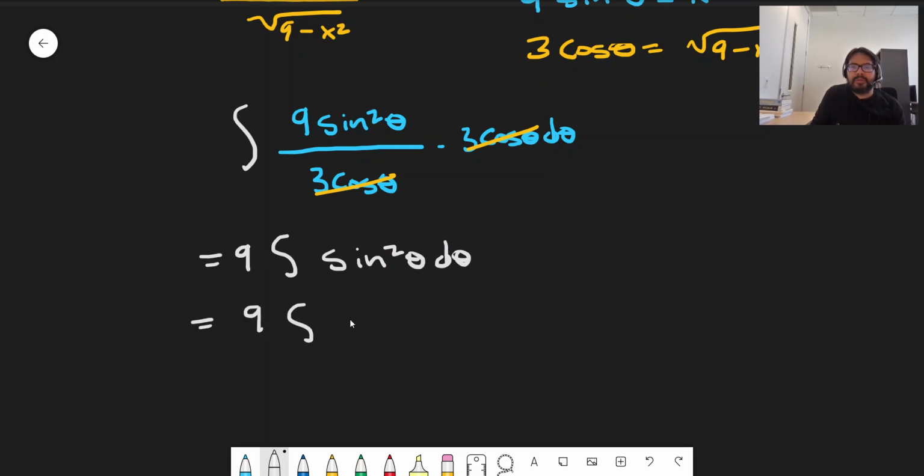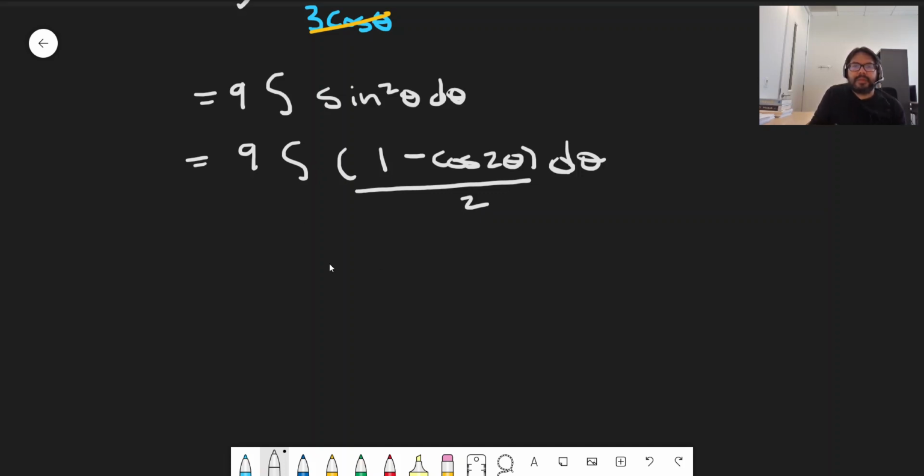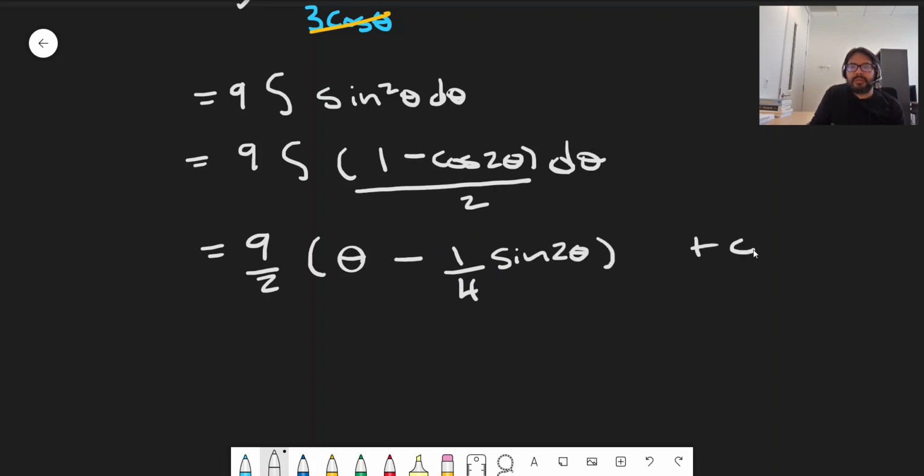But what does that mean? That means that we have to reduce it. Let's do this: 1 minus cosine 2 theta all over 2, and then this will be d theta, right? Okay. Now, from there, we just need to integrate. So we have 9 halves times theta minus 1/4. Now, it's 1/4 because you have a 2 and then a 2. And then you have sine of 2 theta, plus c.